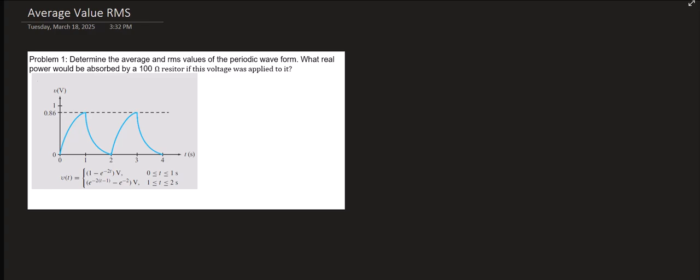So we have the function given from 0 to 1, we have one function, and then from 1 to 2, we have another function, and then it's periodic, so it's going to repeat after that. So it repeats, and it has period equal to 2 seconds.